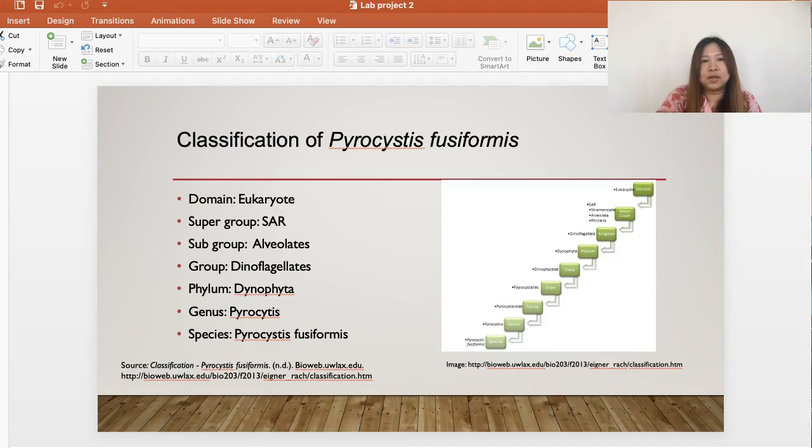What is the classification of Virusidae fusiforme? Its domain is eukaryote, and then the supergroup is SAR, and the subgroup is alveolate, and the group is dinoflagellate. The phylum is Dinophyta. The genus is Virusidae.